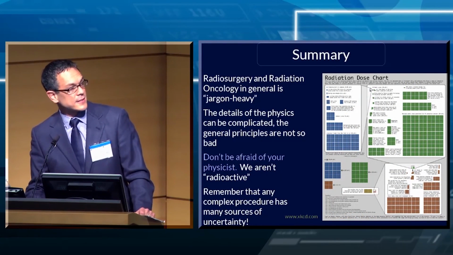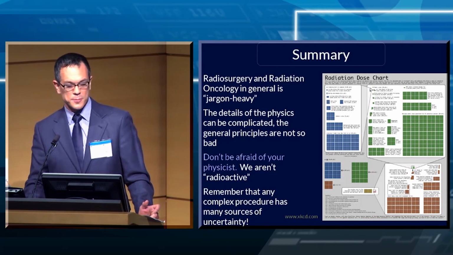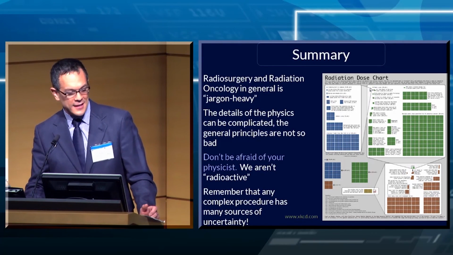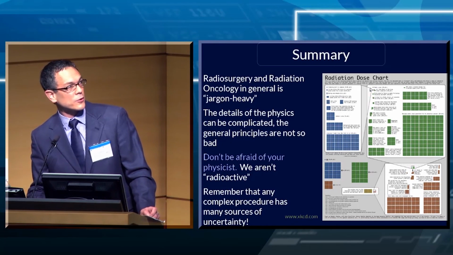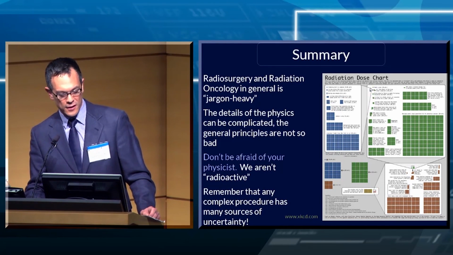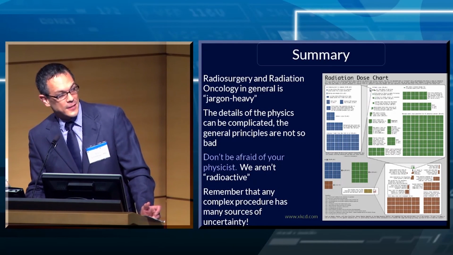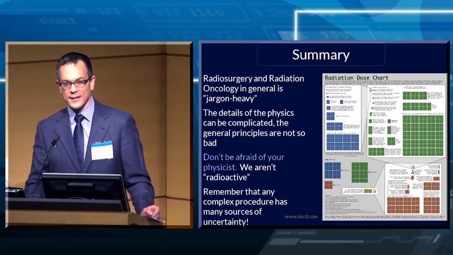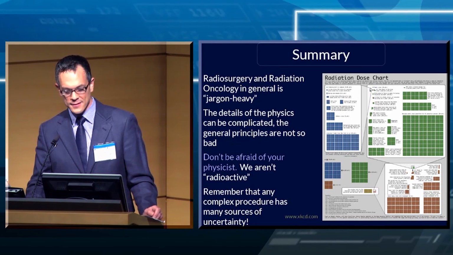So to summarize, radiosurgery and radiation oncology in general is pretty jargon heavy, and they like their acronyms, so try to understand what they are. The details of the physics can be complicated, but as I think you've seen, the general principles aren't really that complicated at all. Don't be afraid of your physicists, we exist to answer questions, hopefully, or at least try to find the answers, so try to keep us in mind. And remember that what you see isn't exactly what you get when you're treating somebody, so don't just totally trust your computer. That's all I have.